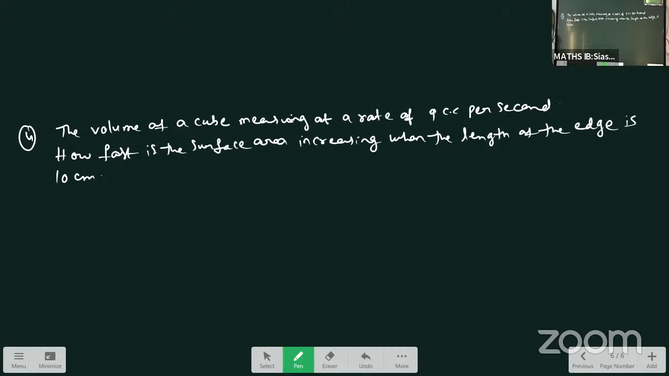So what is given here? The rate of change of the volume of a cube is given as 9 cubic centimeters per second. So how fast is the surface area increasing when the length of the edge is 10 centimeters? So how to do this? Just think of it. Any idea?